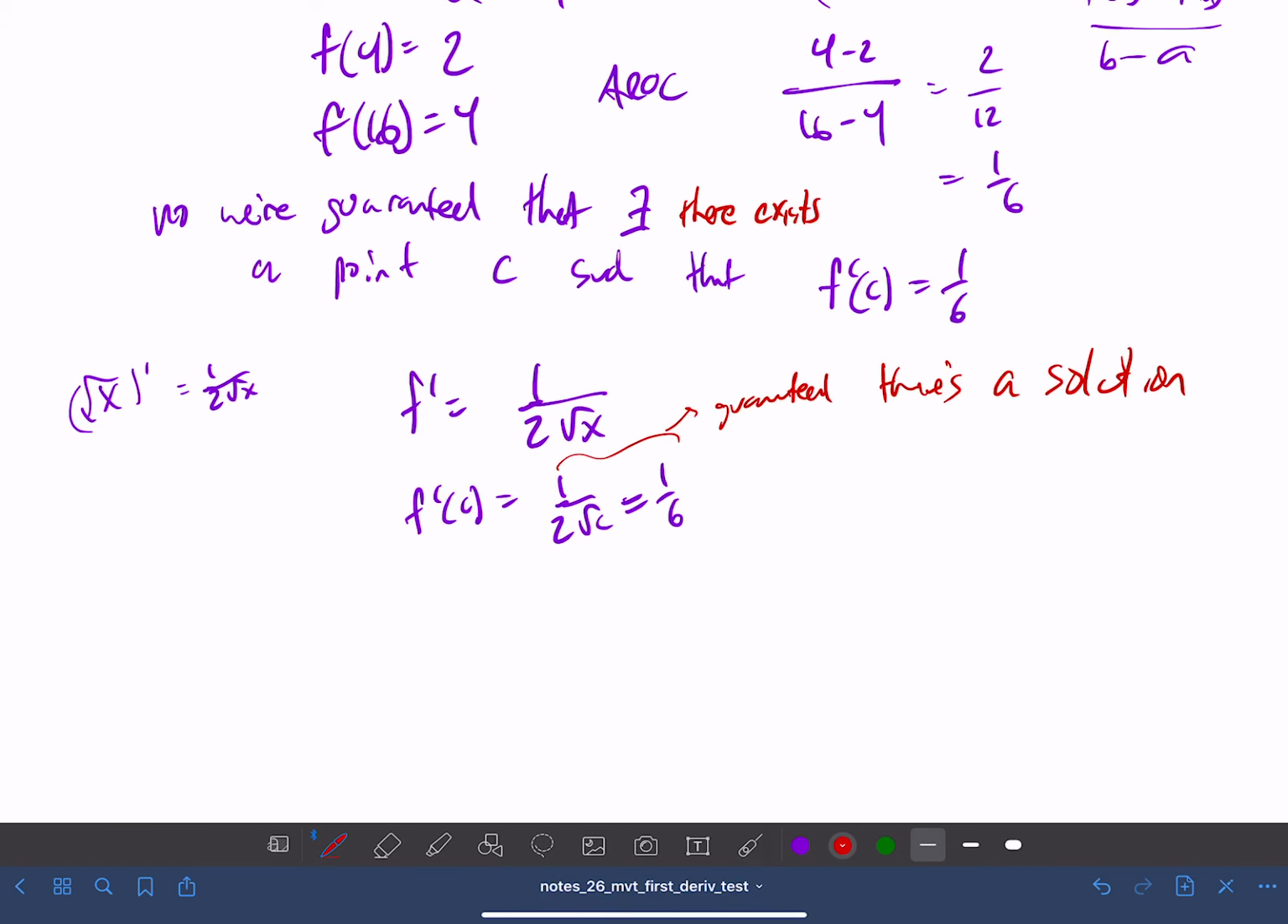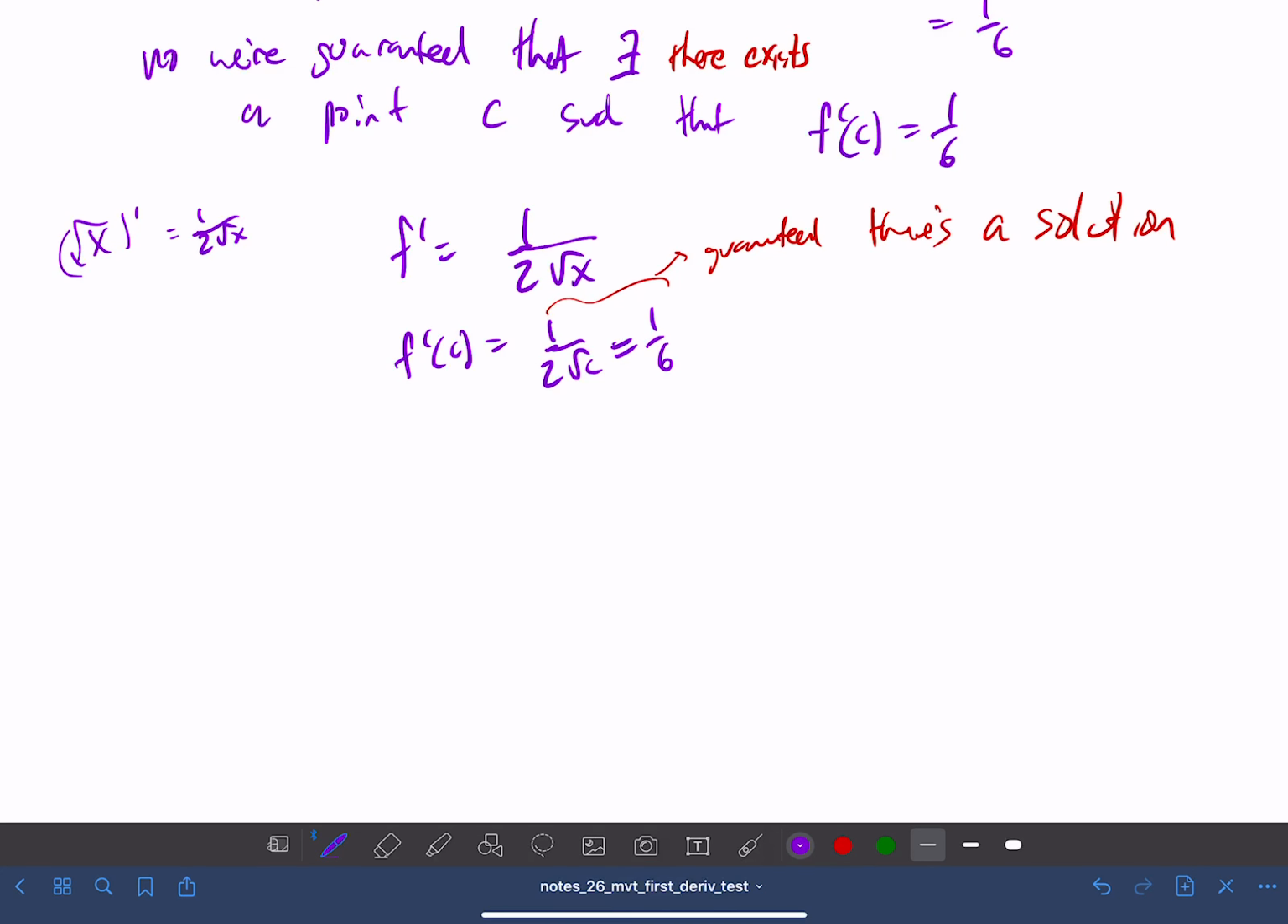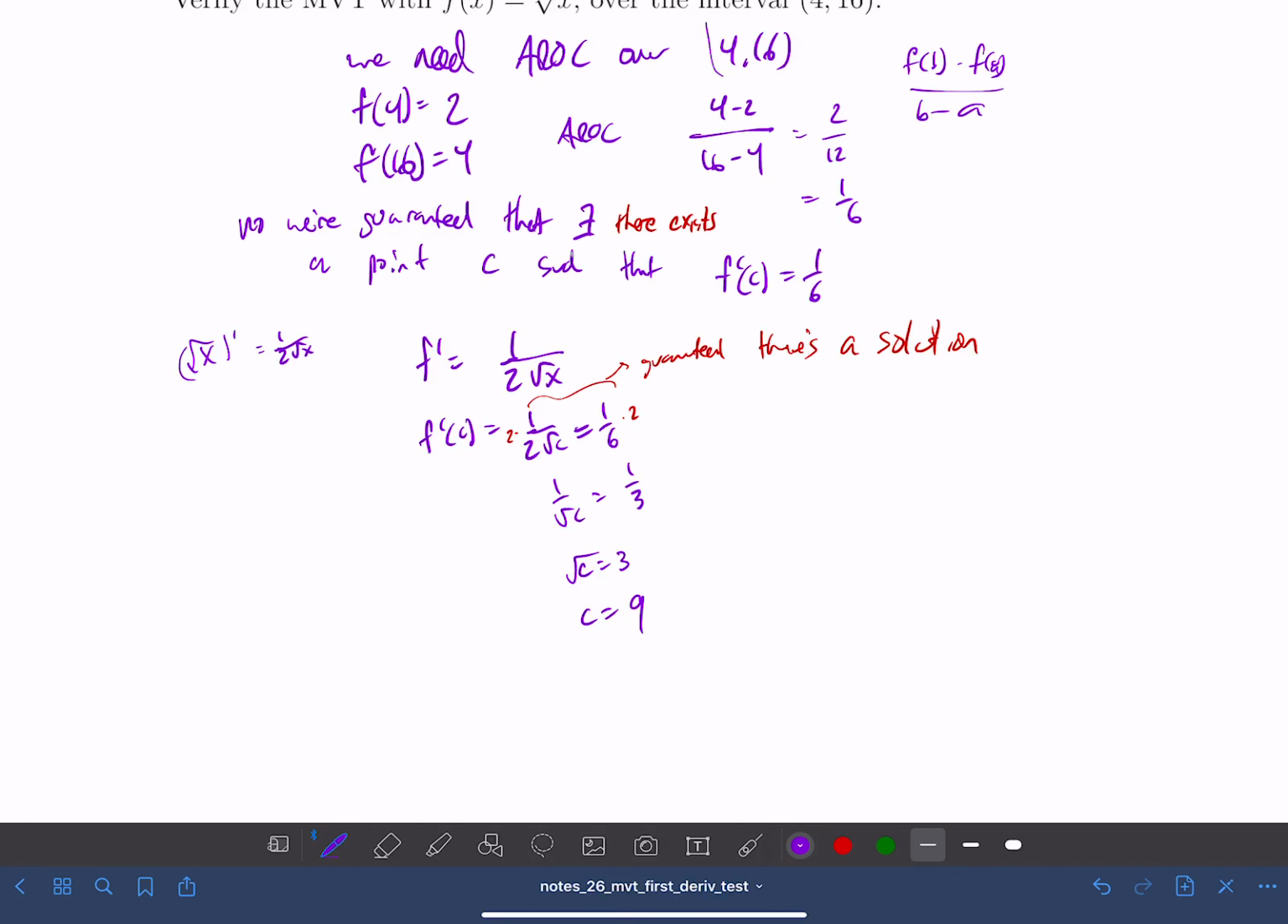We're guaranteed there's a solution. So this is going to be that, let's see here, 1 over root c equals 1 over 3, and multiplied by 2. And then let's reciprocate. Root c equals 3, so c equals 6. Nope, 9. Whew. It is so time for dinner. All right, c is 9 is the place that solves it for me.